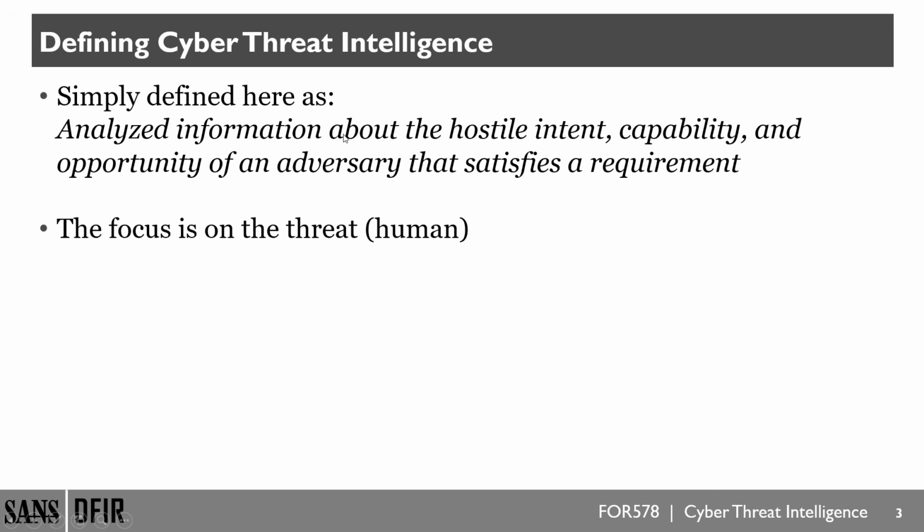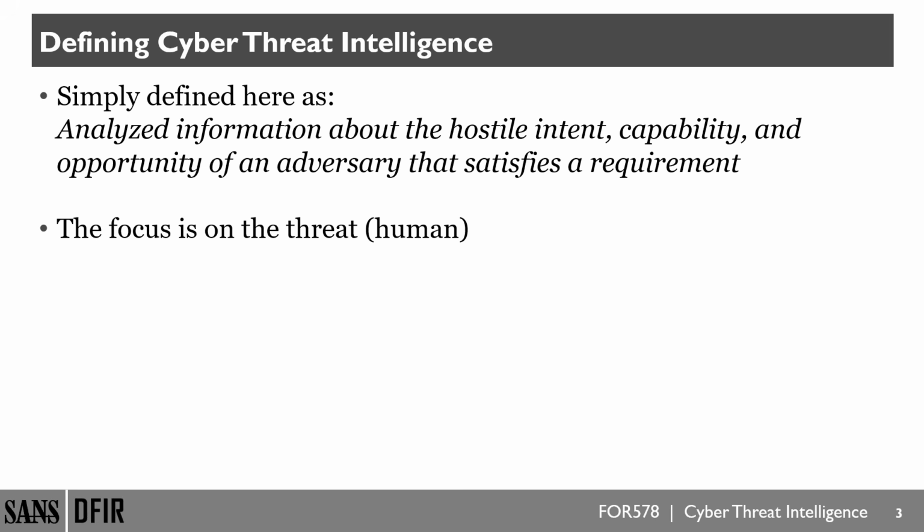Okay, so we know what intelligence is. Let's talk about cyber threat intelligence. So adding on to that intelligence definition, again, analyzed information. To become intelligence, something has to go through a process of analysis. It's not just raw data, because then why would we need CTI analysts? The next part, about the hostile intent, capability, and opportunity of an adversary. Again, focusing on adversaries. One thing to highlight there is we define a threat as having to have those three components: intent, opportunity, and capability.